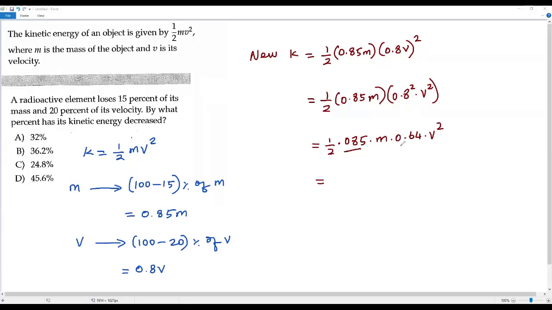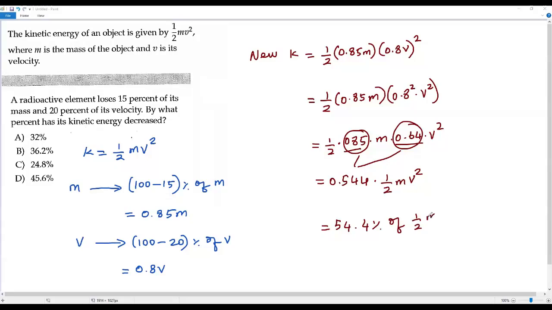Okay, now we can multiply this 0.85 and 0.64. Let's multiply this. When I multiply them, I'll be getting 0.544. I can write that value in front of everything. So I'm writing the product of these two values over here. The rest is 1/2 times m times V squared. So here it's a decimal. If I convert this to percentage, I have to multiply by 100, so the decimal point has to be moved 2 digits to the right. Then it will be 54.4% of 1/2 times mv squared.